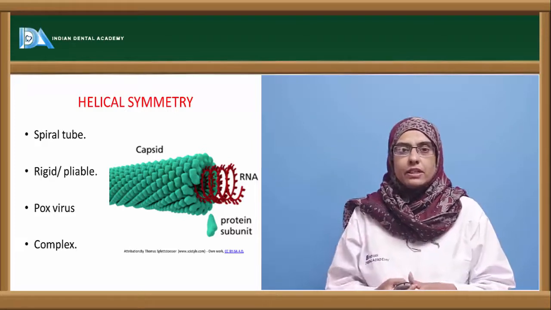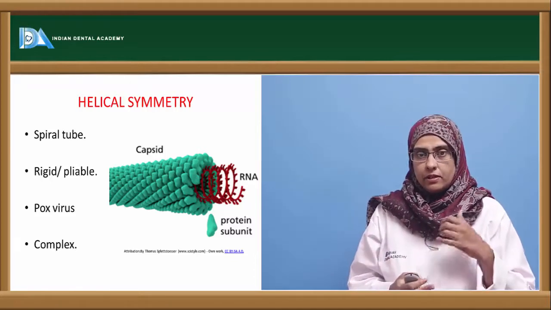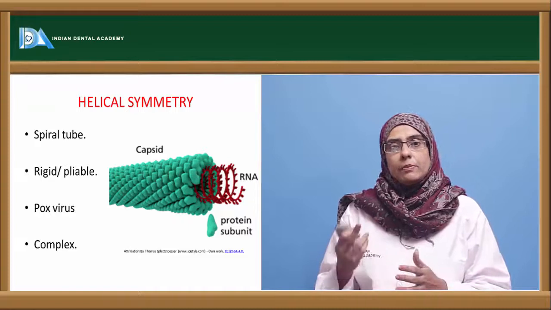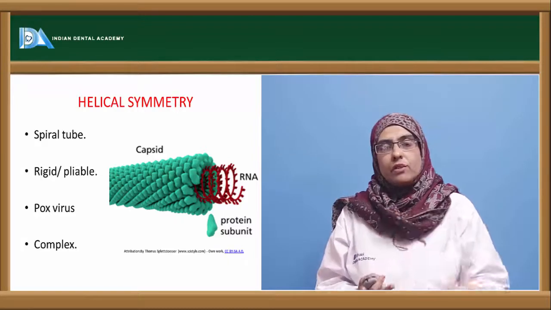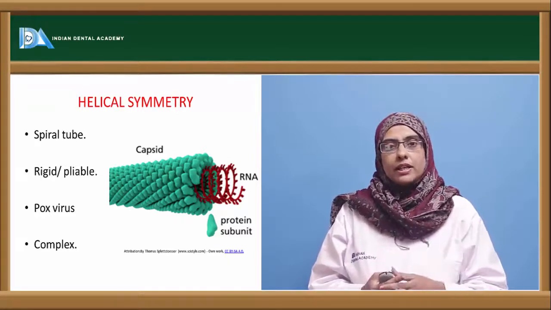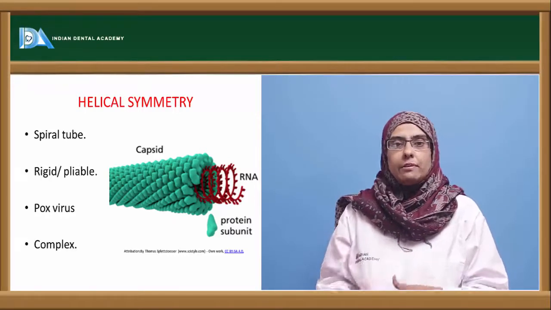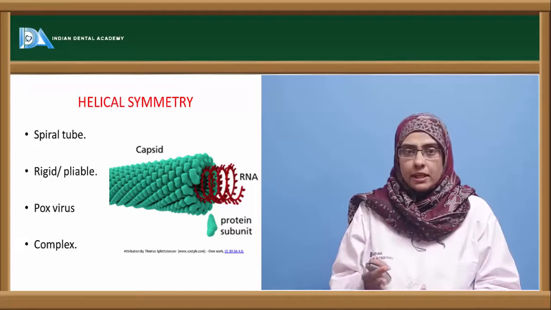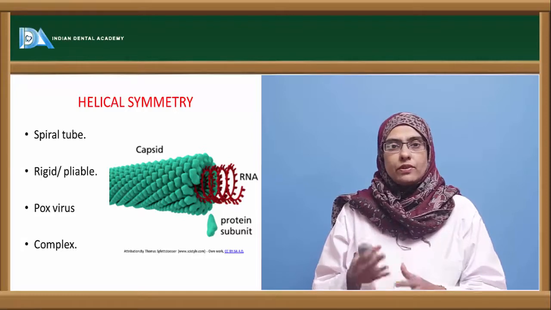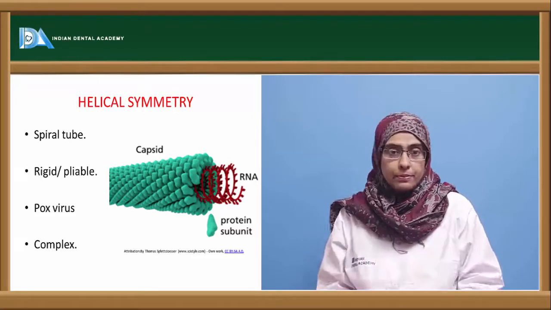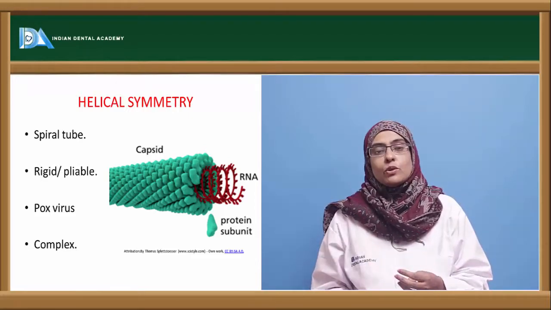Coming to the helical symmetry, we can study it very well in the case of tobacco mosaic virus, where the capsomeres and the nucleic acid are wound in the form of a spiral tube. In bacteriophages or tobacco mosaic viruses, it is usually rigid in nature, but in human viruses or animal viruses, it is mostly pliable. Apart from this, there is a complex morphology seen in the pox virus. So we have three types of morphologies depending upon the capsomeres: the icosahedral symmetry, the helical symmetry, and a complex symmetry, which is exclusively seen in the pox virus.